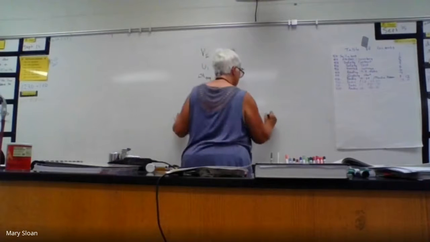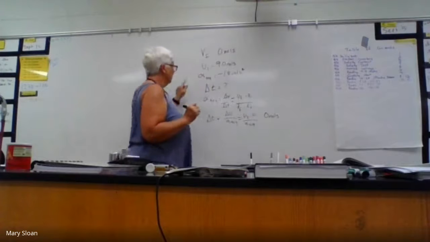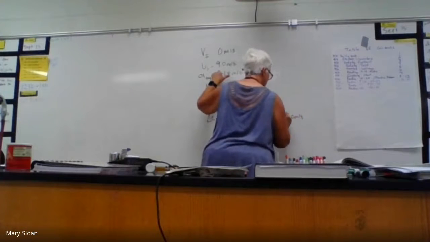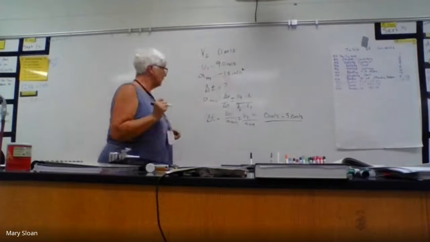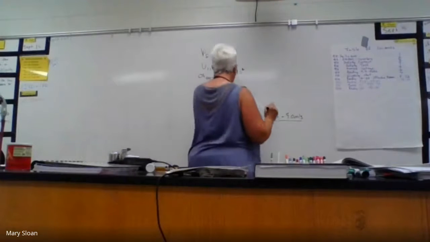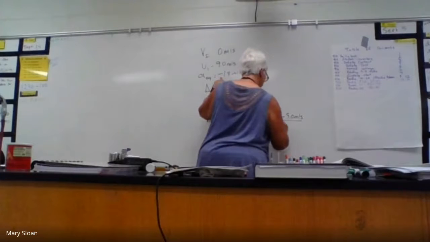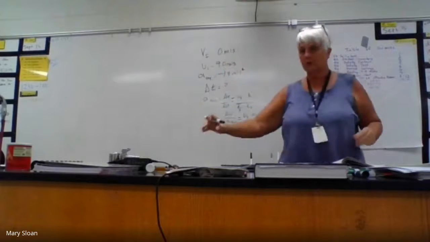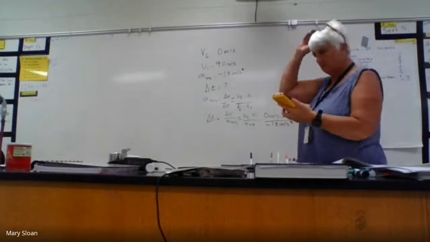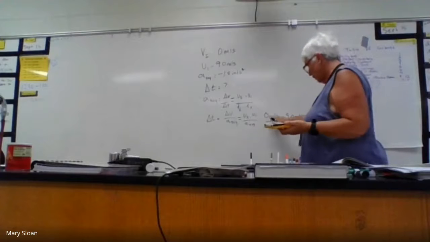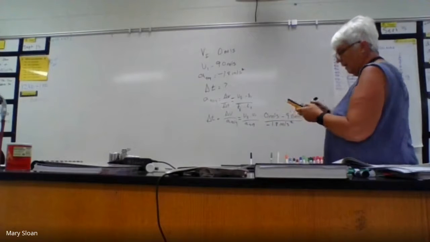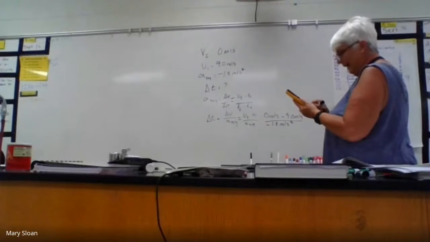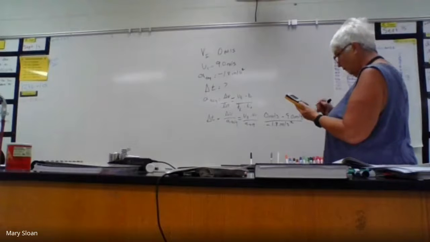Velocity final is 0 meters per second. Velocity initial is 9.0 meters per second. We're going to subtract those, and we're going to divide that by our average acceleration, which is a negative 1.8 meters per second squared. So you're going to take your calculator, and on your calculator, you're going to plug this in. We're going to have 0 minus 9.0 down.